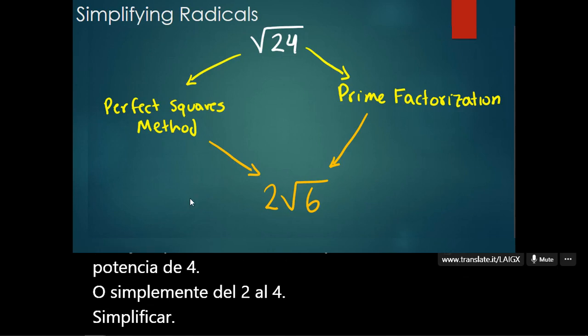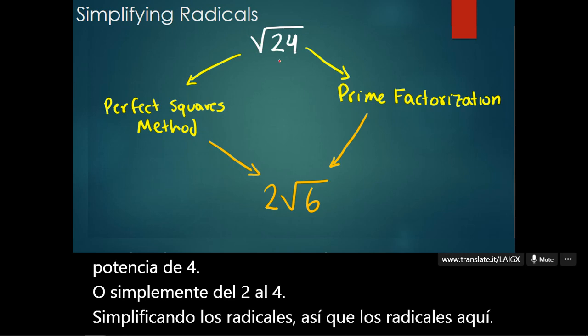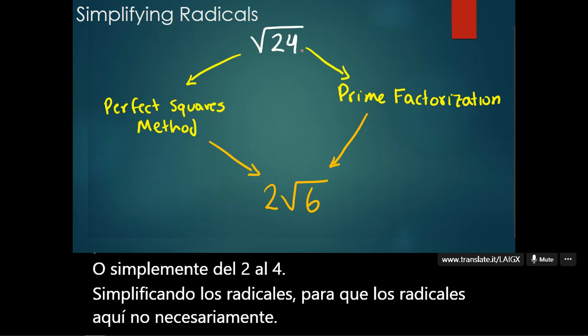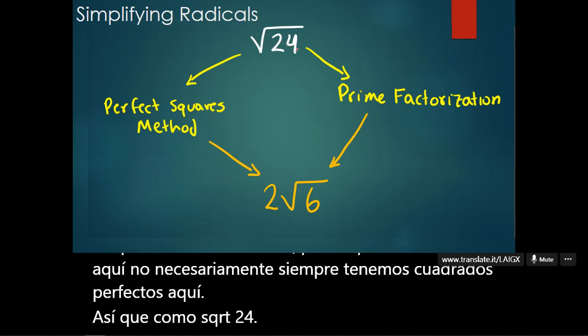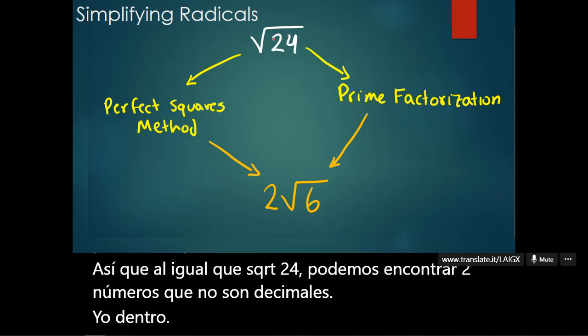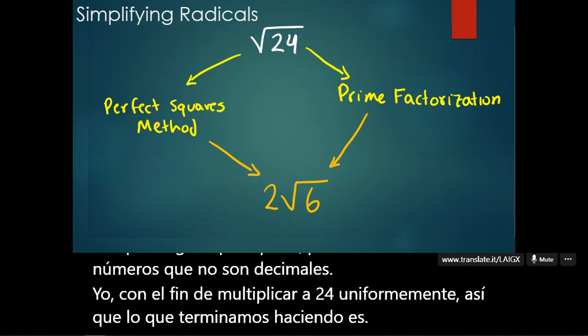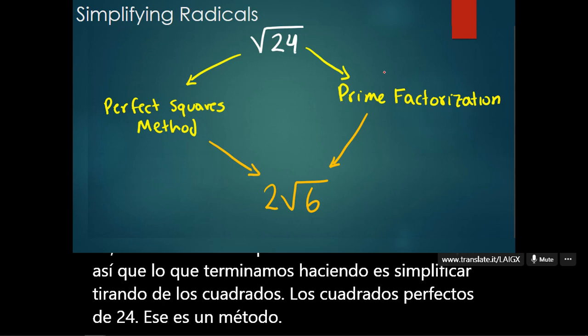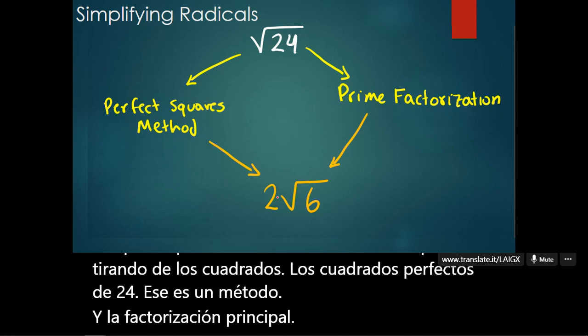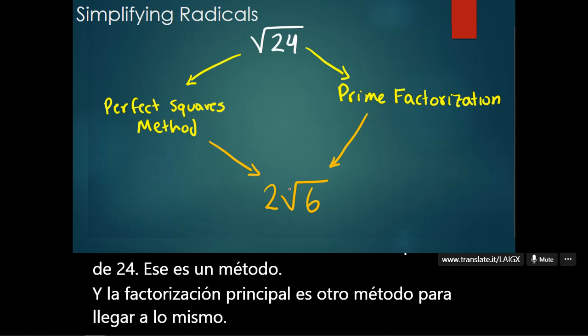Simplifying radicals. So radicals here, we don't necessarily always have perfect squares. So like the square root of 24, we can't find two numbers that are not decimals in order to multiply to 24 evenly. So what we end up doing is simplifying by pulling out the perfect squares from 24. That's one method. And the prime factorization is another method of getting to the same answer.